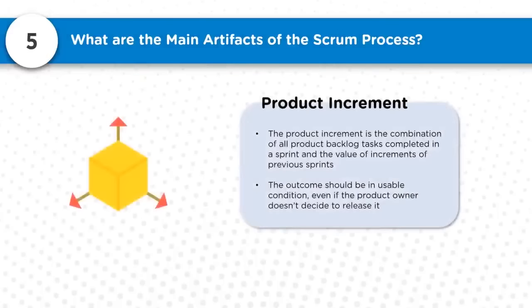So next you can think about product increment. The product increment is the combination of all product backlog tasks completed in the sprint and the value of the increments of previous sprints. The outcome should be in a usable condition, even if the product owner doesn't decide to release it. It is very important that each of the increments which comes out needs to fulfill this.